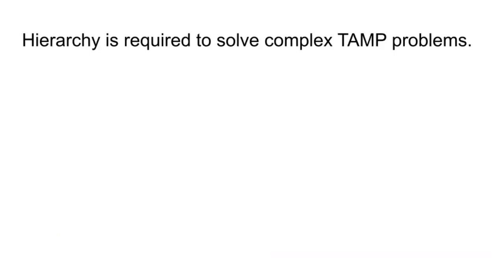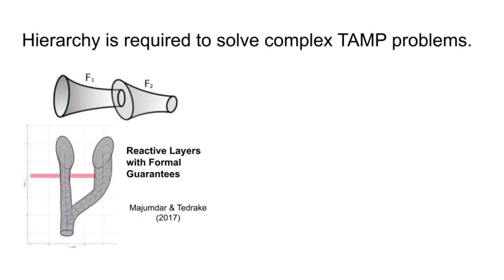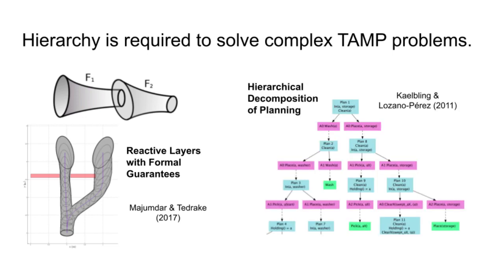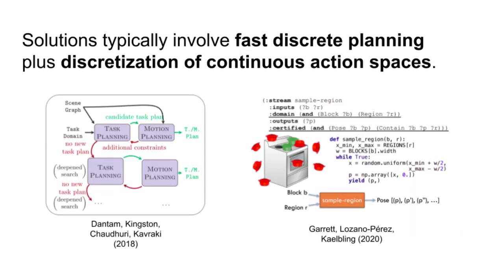Hierarchy is essential to solving these types of problems, and it is well understood that abstractions are required to do so in a computationally practical manner. Some techniques include reactive layers that account for worst-case scenarios under uncertainty, or decomposing complex planning problems into a hierarchy of sub-problems at varying levels of abstraction. State-of-the-art solutions to these problems usually combine fast, discrete symbolic planning with sampling-based discretizations of continuous action spaces.